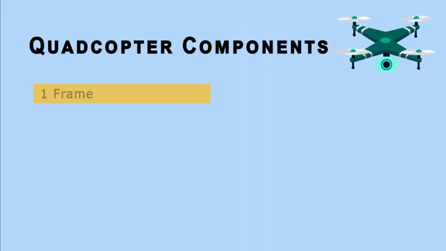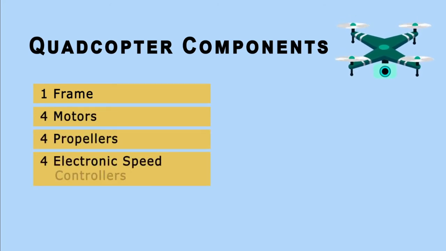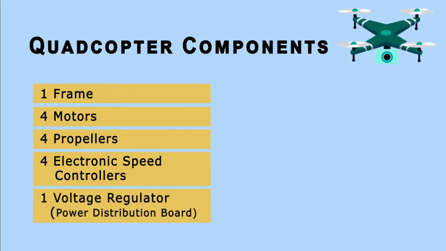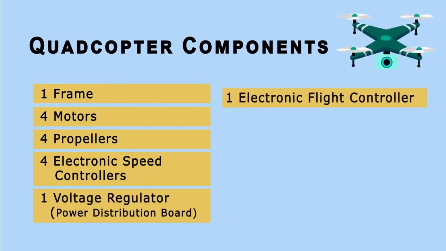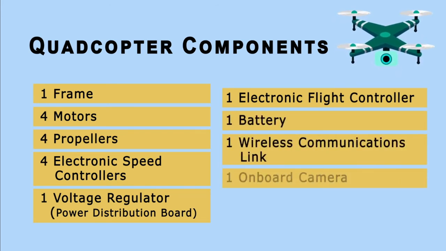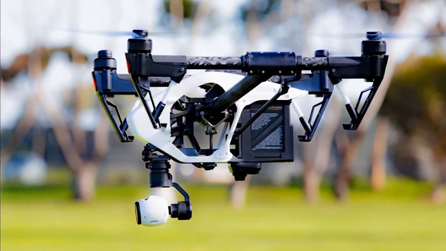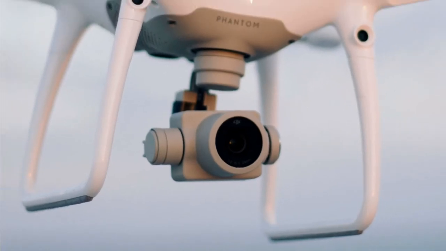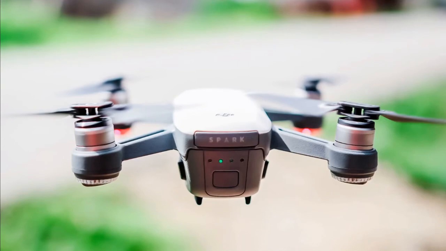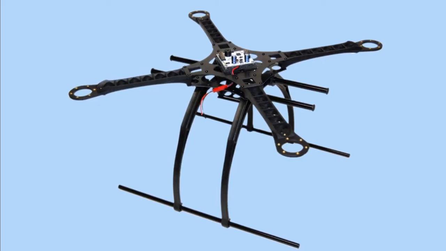There are 10 primary components of a quadcopter: a frame, 4 motors, 4 propellers, 4 electronic speed controllers, 1 voltage regulator, also called a power distribution board, 1 electronic flight controller, 1 battery, 1 wireless communication link, 1 onboard camera, and a ground-based controller. COTS quadcopters come in a variety of shapes and sizes, but they generally share these essential design components. With the exception of the ground-based controller, all of the core components of a quadcopter are mounted to its frame.